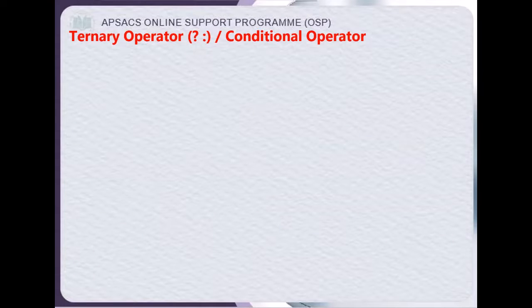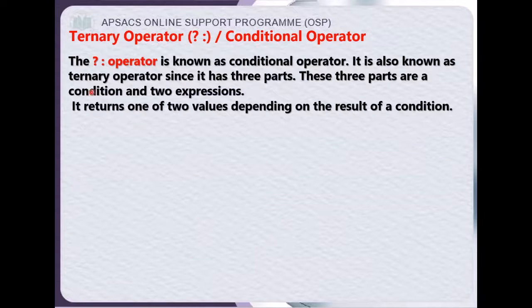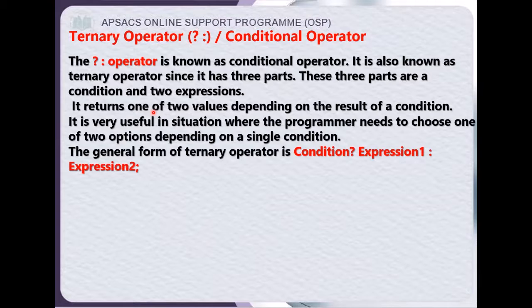Conditional operator or ternary operator. Conditional operator is also known as ternary operator, since it has three parts: a condition and two expressions. It returns one of two values depending on the result of a condition. It is very useful in situations where the programmer needs to choose one of two options depending on a single condition. The general form of the ternary operator is condition question mark expression 1 colon expression 2 semicolon.